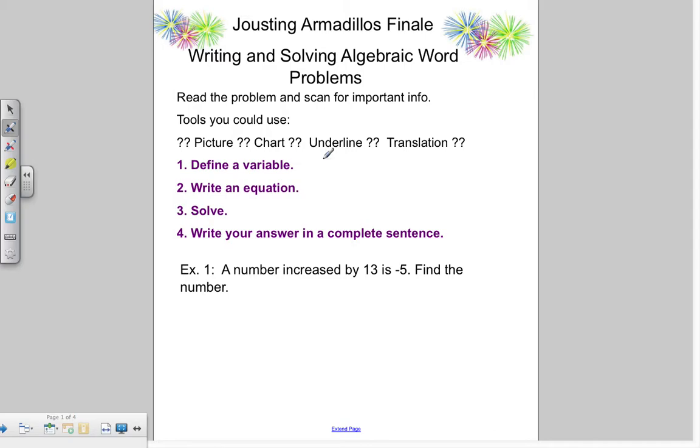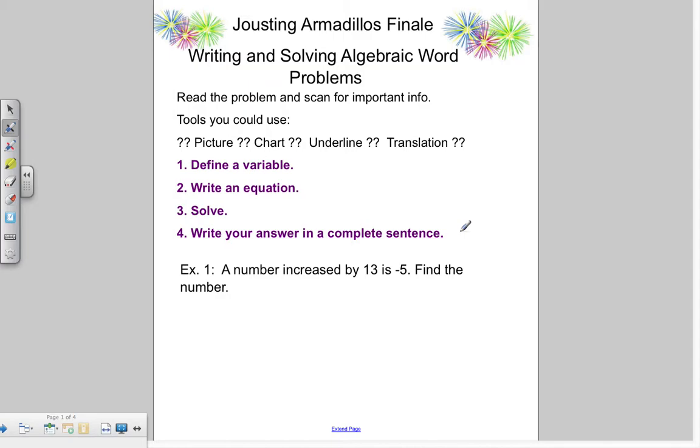So define a variable. Just like you would define a word in English, you would define your variable. What does X stand for within the word problem? Or what does R stand for in the word problem? Second, write an equation. You're going to write some form of equation using the variable that you just defined. Then you're going to solve that equation in step 3. And then finally, number 4, you're going to write your answer in a complete sentence. It's a pretty important step because a lot of people will stop at 3 and then never really answer the question that's being asked.